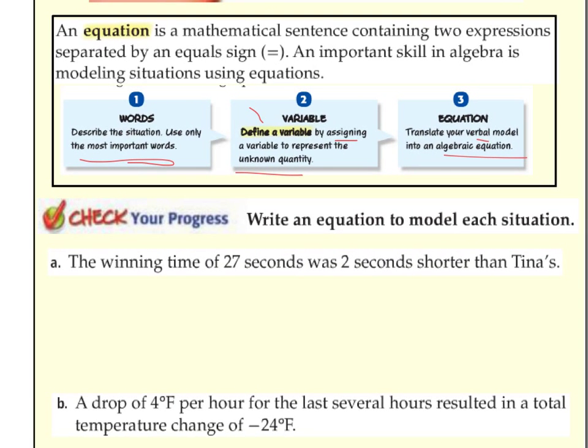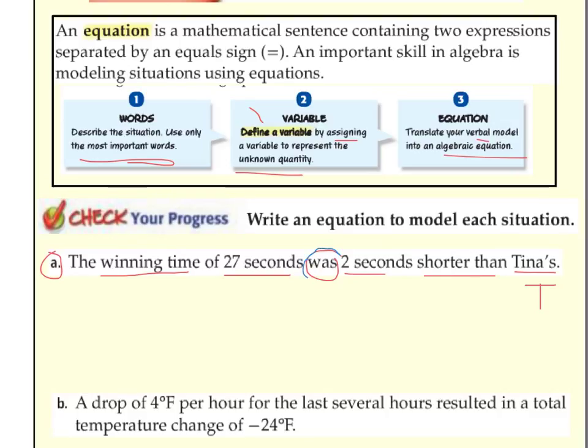So we're going to write a sentence to describe the winning team of 27 seconds was 2 seconds shorter than Tina's. There's no question here, notice. We know the winning team of 27 seconds was 2 seconds shorter than Tina's. So we know the winning team is at 27 seconds. So we don't need to find that. What we need to find is Tina's team.